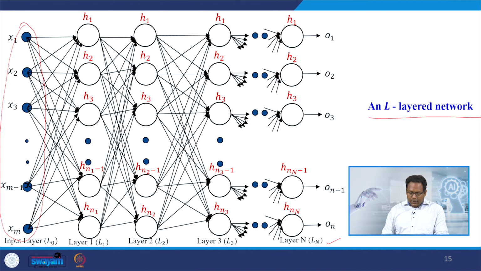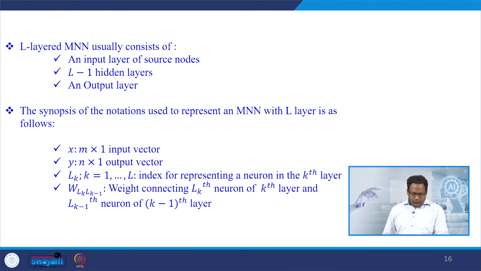Thus, it is an L layered neural architecture. So, we can see here the L layered architecture consists of an input layer of source nodes, L minus 1 hidden layers and an output layer, which is the Lth layer. If it is a 3 layered network, the third layer is the output layer, and there are 2 hidden layers and 1 input layer.